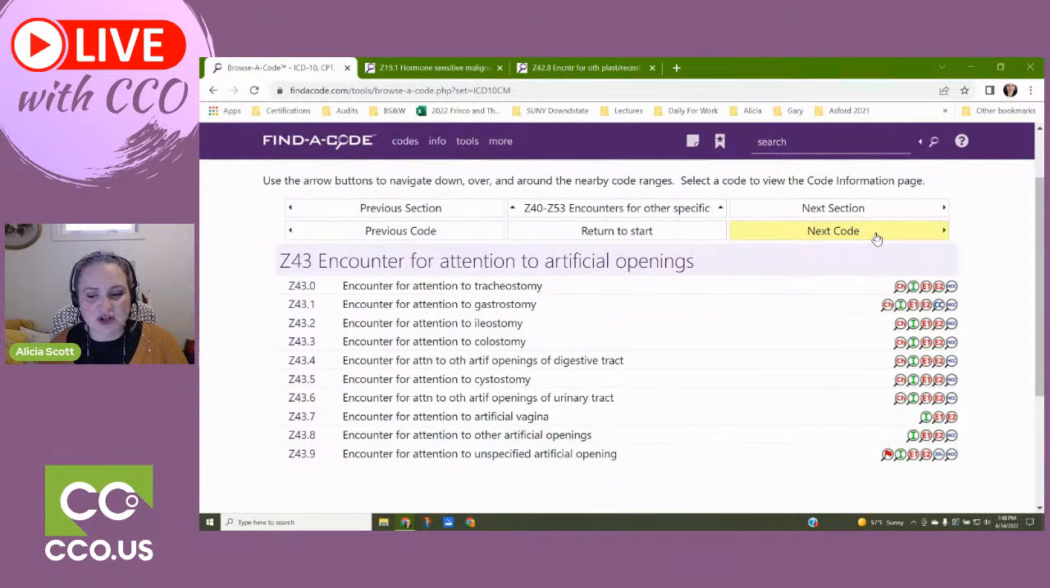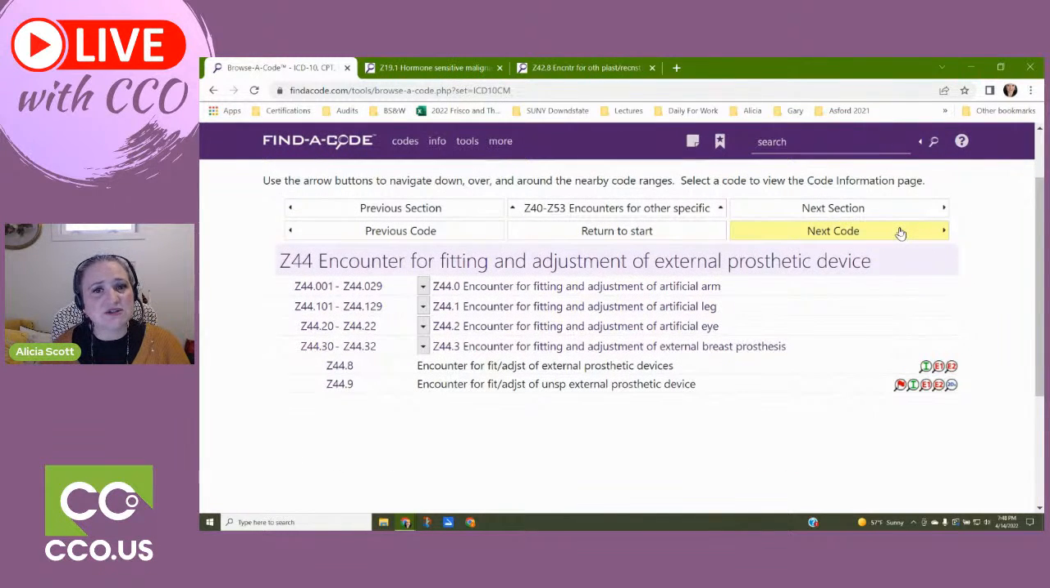Encounter for attention to artificial openings. Oh, artificial openings and risk adjustment very often overlooked. And these Z codes, notice they have HCCs over here, little heads up. So you're there because you need attention to your colostomy, your artificial opening, to be worked on. And people have complications with them all of the time, but they also just need to be addressed for making sure the skin integrity is still good, and a whole list of things.